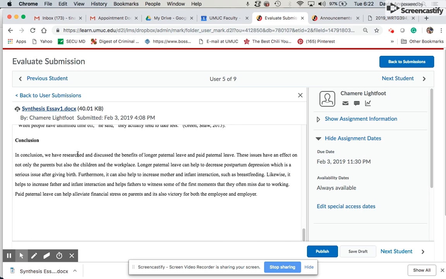And then your conclusion here is you've not researched, you're just saying research shows there are benefits of longer paternity and paid paternal leave, period. While you have collected it, you're not proving any point. You're just reporting on that issue. So I hope that helps you.